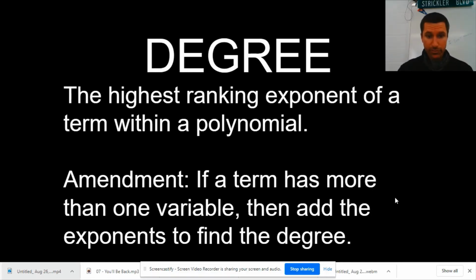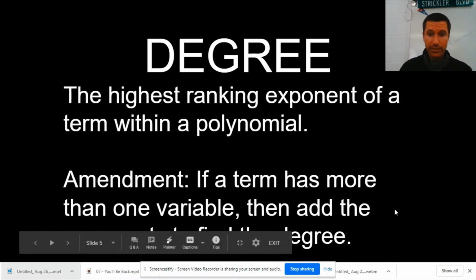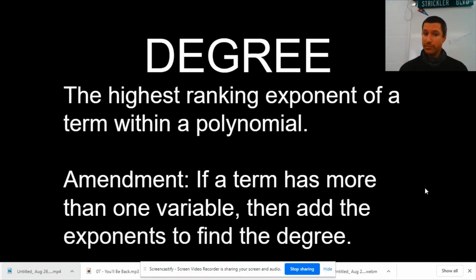But there's an amendment to this rule. This is very important that you remember and often forgotten when we played Kahoot last year. A lot of people would miss this question. If a term has more than one variable within a term, okay, so let's say you have like a 3xy, then you have to add the exponents of those variables in that term to find a degree. Okay, so you'll see this later on in one of my examples. We'll see if you catch it.